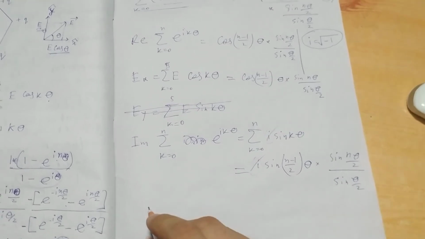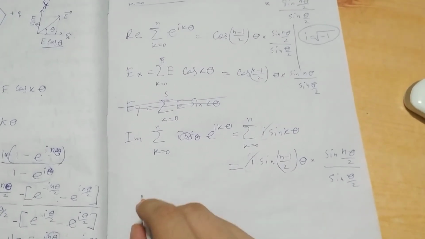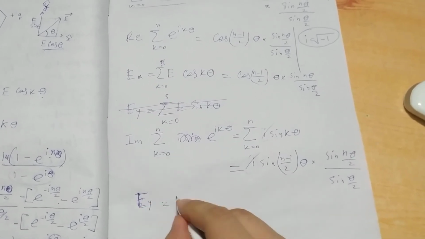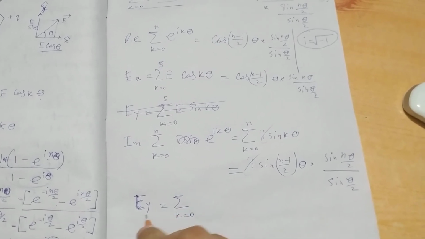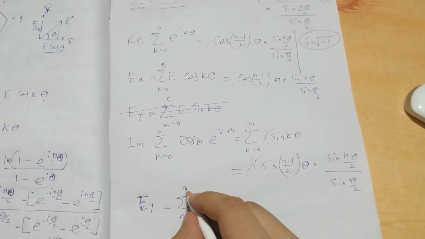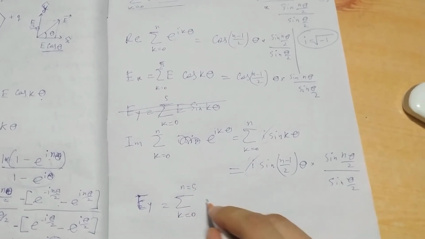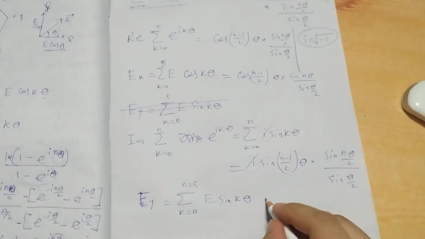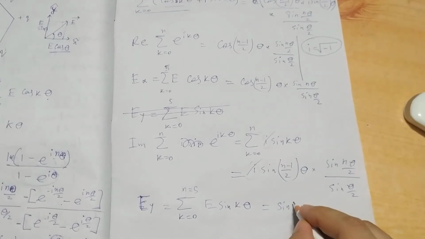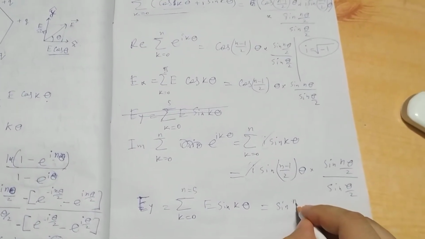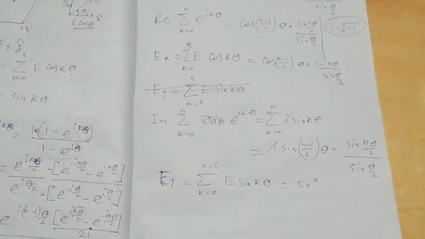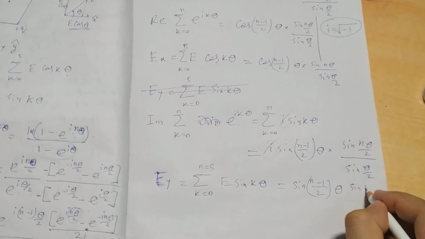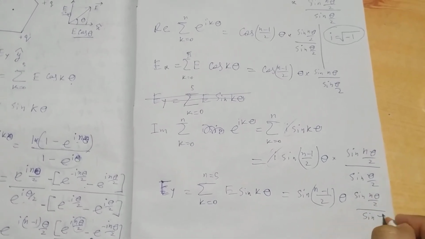Then again I write Ey is the summation over k from 0 to n, that is 5, n is equal to 5, of E sine k theta, so that is sine (n minus 1) by 2 theta sine n theta by 2 by sine theta by 2.